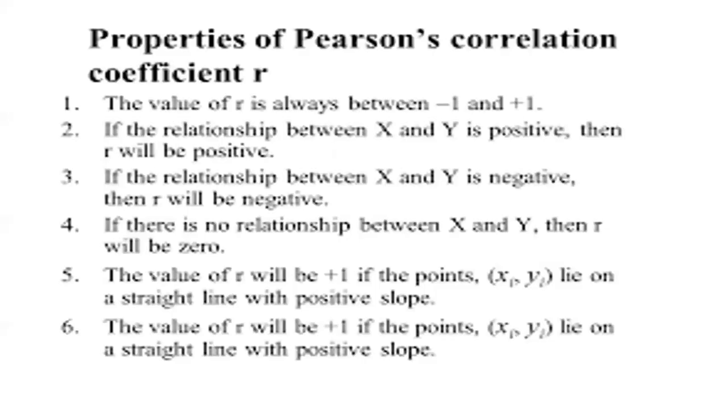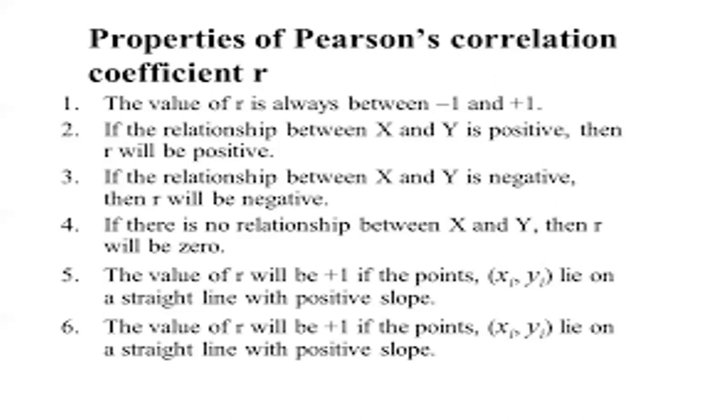Now let's understand the properties of Pearson correlation. The properties are very important. The first one is common, which we have studied in rank correlation: the value will always lie between −1 and +1. Then point 2: if the relationship between X and Y is positive, then r will be positive.